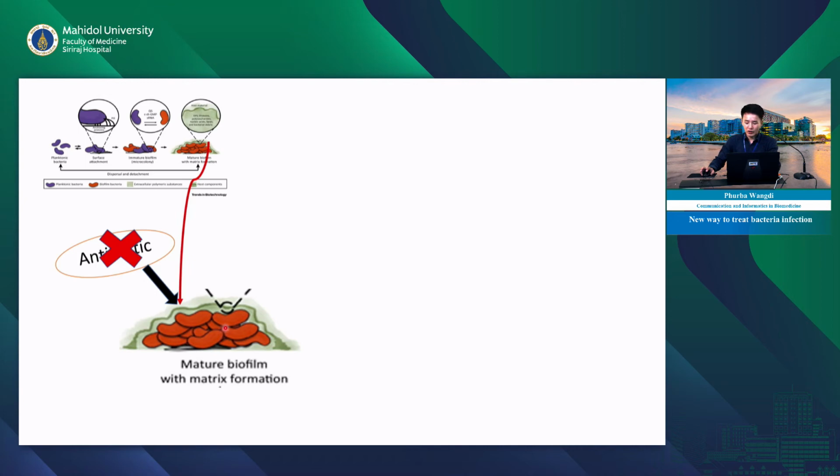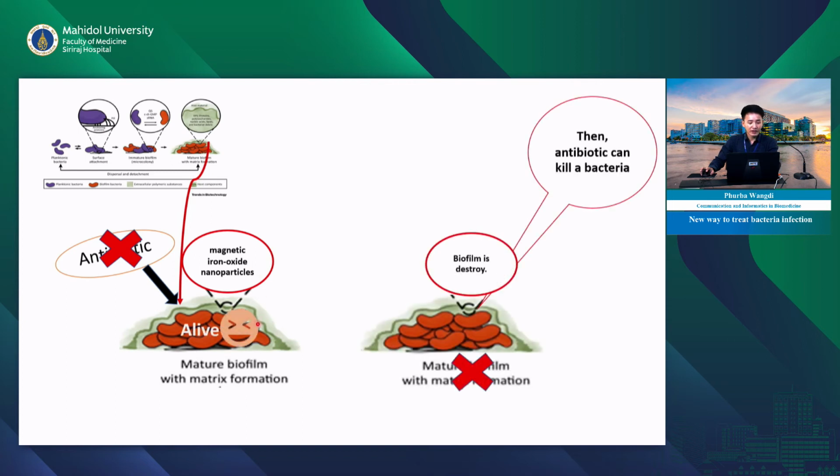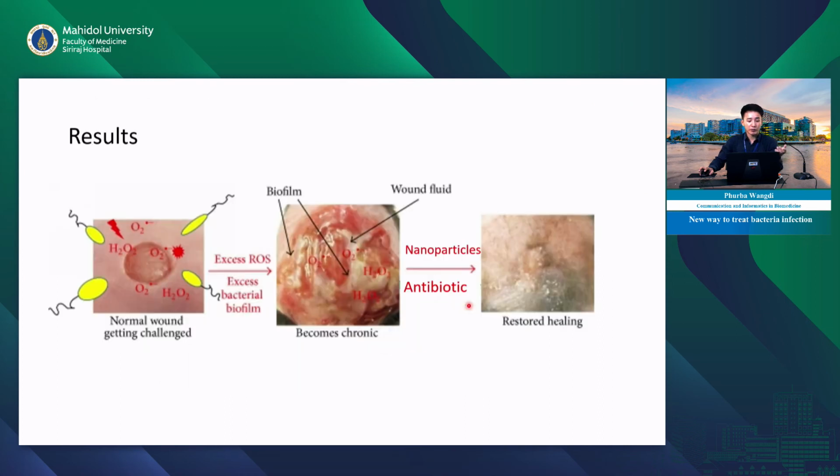And our approach is that we are going to use a magnetic iron oxide nanoparticle. The most important thing about this nanoparticle is that it can disrupt or destroy the outermost layer of the biofilm, which is called the matrix. So after destruction of this matrix, the outermost protective layer, when we give the antibiotics, these antibiotics can now penetrate inside the biofilm and kill the bacteria inside the biofilm. So this is the overall conclusion of our presentation.